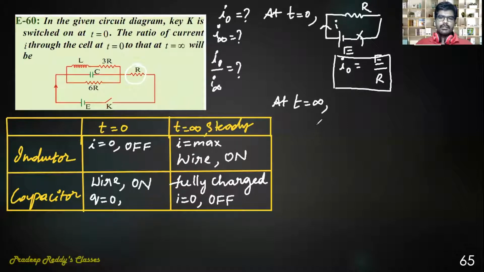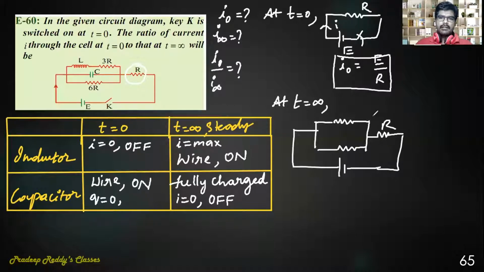Therefore, the net circuit looks like this. This is R, it is 3R and this is 6R. Now these three resistors, you need to find out the equivalent resistance. So 3R and 6R are connected in parallel. It is 3R into 6R divided by 9R, 3R into 3, and this is 2. This is equal to 2R. And 2R and R both are connected in series. So R equivalent will be equal to 3R.